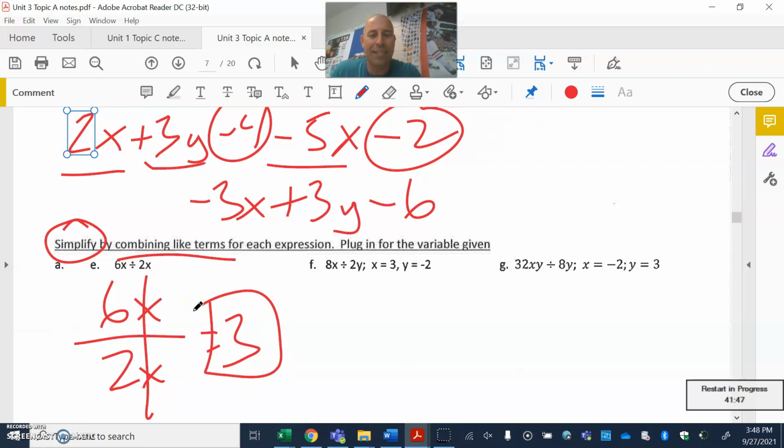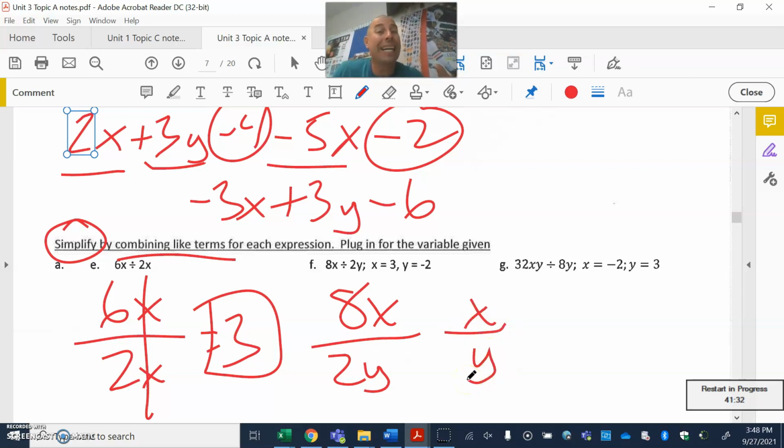That's it. All right. 8x divided by 2y. Well, 8 divided by 2 is a 4. But the x and the y, those aren't like terms. So they can't play. So the x is still there. The y is still there. Because it's a 4, if we think of 4 as a fraction, it's 4 over 1. So that's why the 4 goes up in the numerator.